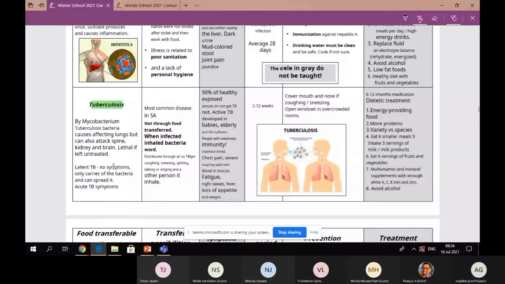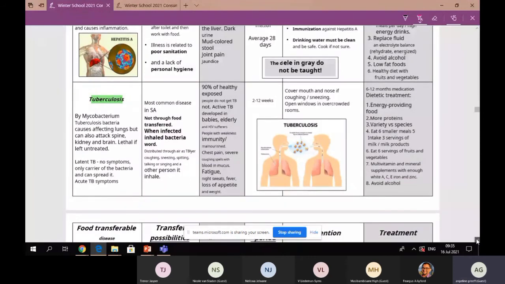Please note, TB is not transferred through food. Rather, it is transferred when somebody who is infected is in the same area or in close contact, and that person sneezes, coughs, spits, talks or sings, and the other person inhales it. That is the way. So TB is different to the other ones. There you can see the incubation period is 2 to 12 weeks, and then how are we going to prevent it? Cover mouth and nose if coughing or sneezing, open windows in overcrowded rooms, etc. So please note the difference over there.